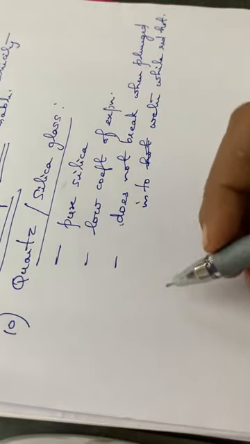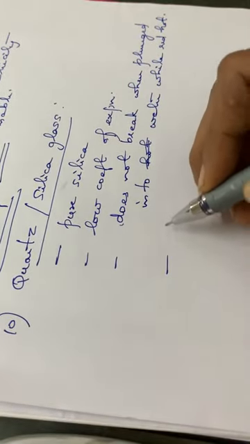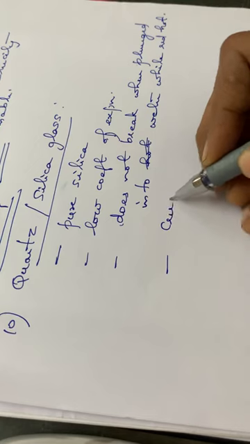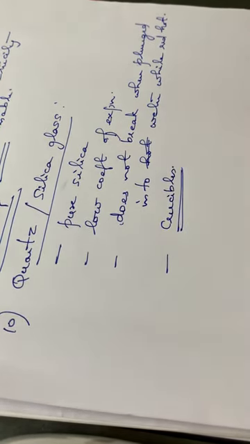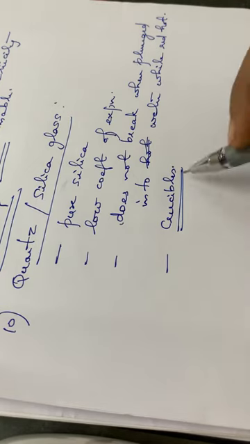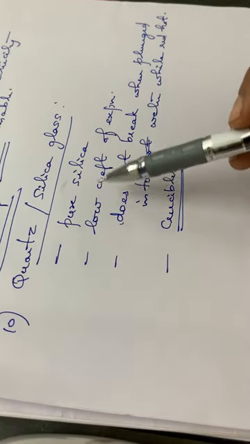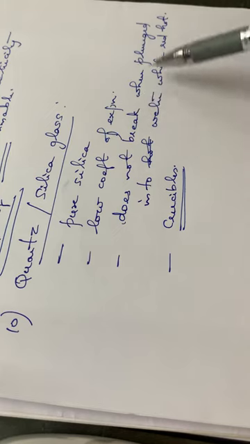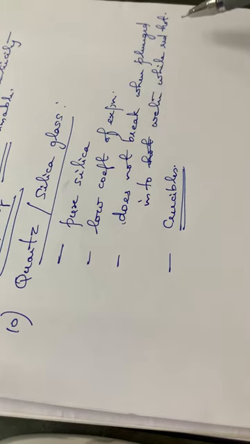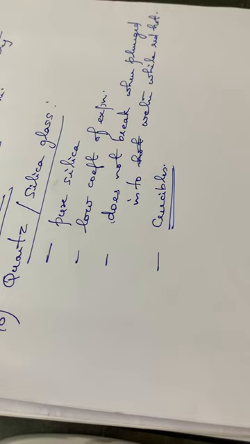The last point is that it is used for making crucibles. Crucibles can withstand very high temperatures, and a crucible is made up of pure silica. So that is about quartz glass or silica glass. It is made from pure silica, has a low coefficient of expansion, does not break when plunged into water while red hot, and is used for making crucibles.